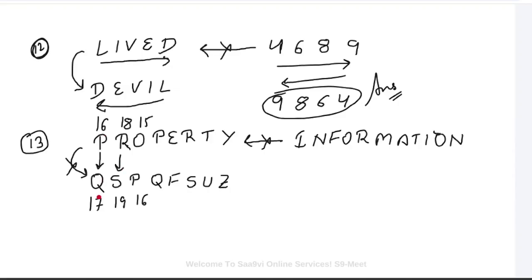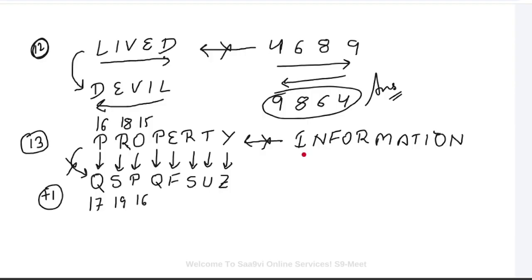From P, it goes to Q, R, S. O, the next letter is P; after P, next is Q. After E we have F. After R we have S. After T we have U. After Y we have Z. That means if I look at the numbers, they are being added plus 1.